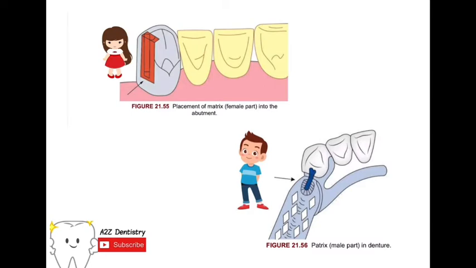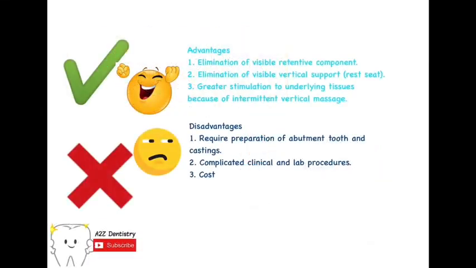Now this female component gets into the abutment, and then the male component goes within the female component, or our matrix. So coming to the advantages of these intracoronal type of retainers, basically they eliminate the visibility of the retentive component. They are more aesthetic as compared to our extracoronal retainers, which is very obvious.